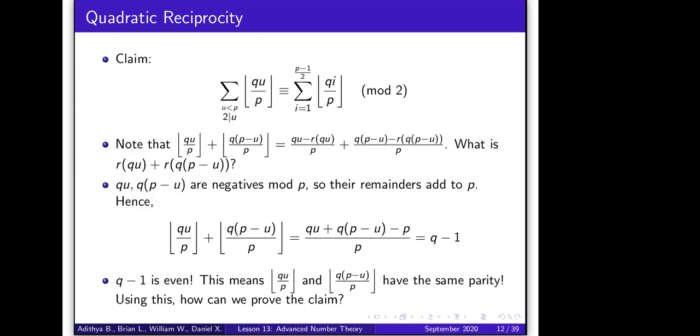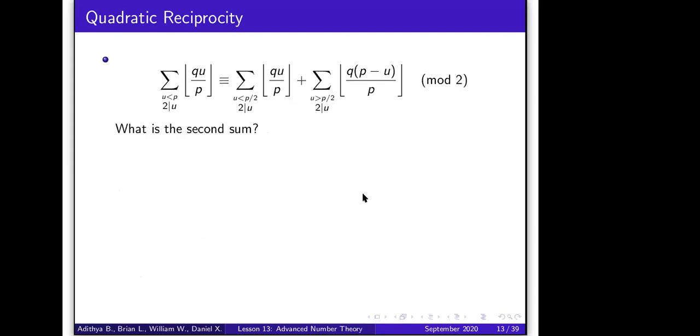So basically we're going to try to find some sort of bijection. Remember, the left-hand side sums over all even U, but P minus U, since U is even, is odd. So if we find a bijection, we can take only some of the evens and turn them into odds to get the range from I equals 1 to P minus 1 over 2. And this is actually pretty easy.